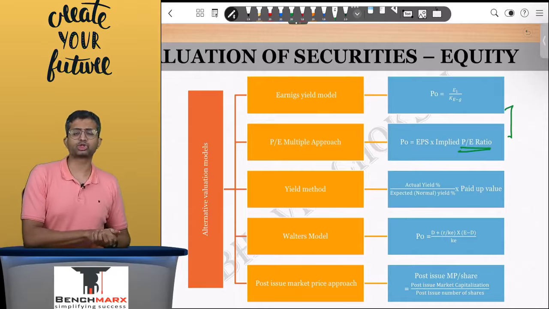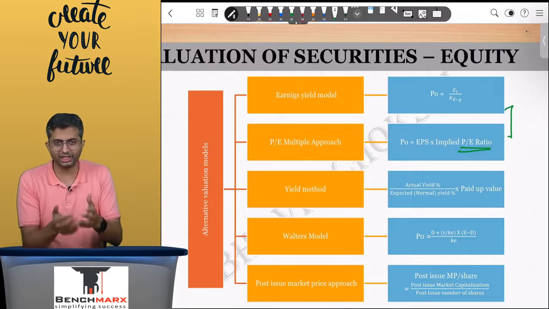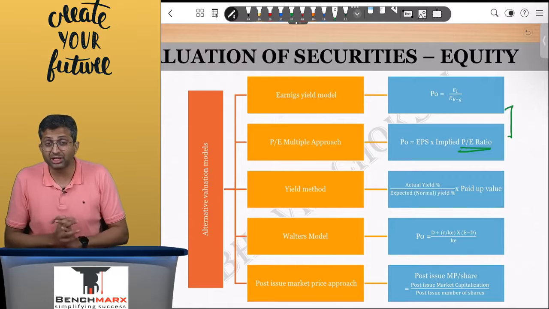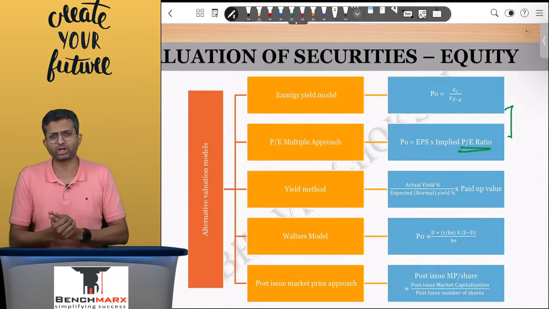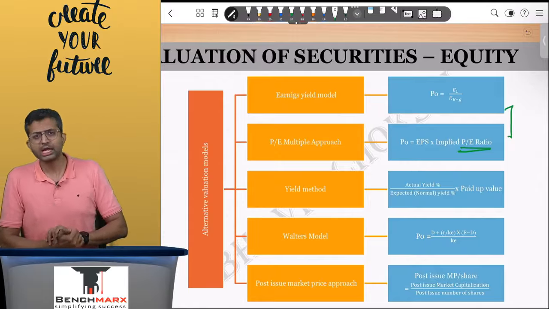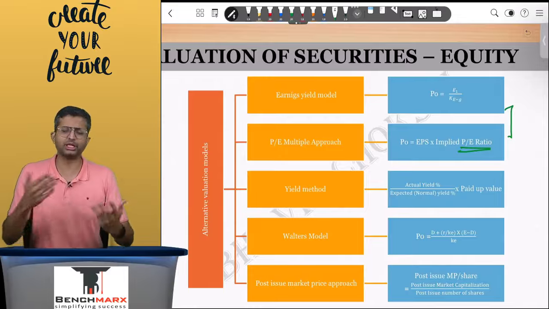The yield method is also one of the methods possible, on which there's one sum where you take the yield, which is the return, usually measured as PAT minus preference dividend divided by the share capital. However, if that data is not available, yield can also be calculated based on a specific formula given in the question. So you will say actual yield upon the adjusted expected yield into the paid up value per share.